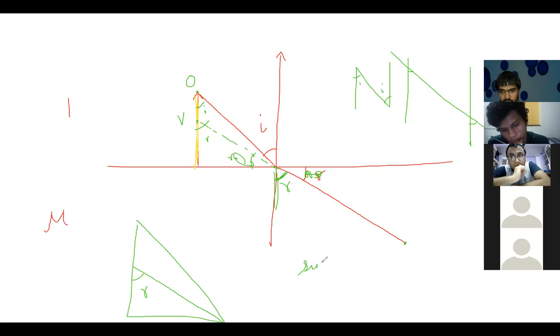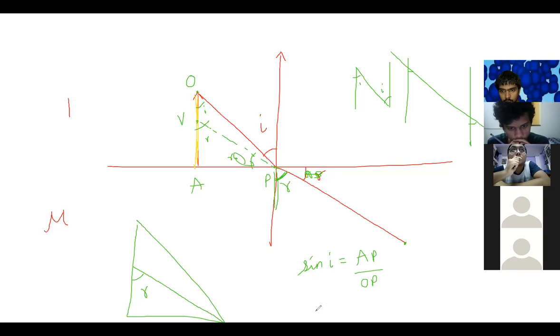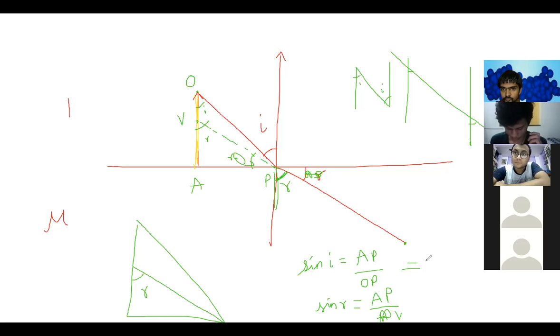What can I tell about sine I? If this is pole, this is A. What can I tell about sine I? Opposite by hypotenuse, no? AP by OP. What can I tell about sine R? AP by AV, no? So AP by PV. But when the angle is very small, sine I is almost equal to tan I, no? Why would I take tan I? Because if I take AP by OP and AP by PV, do I get anything interesting? No. I get hypotenuse. Hypotenuse I'm not interested in, but the height of the object I'm more interested in. So I'll take tan instead.